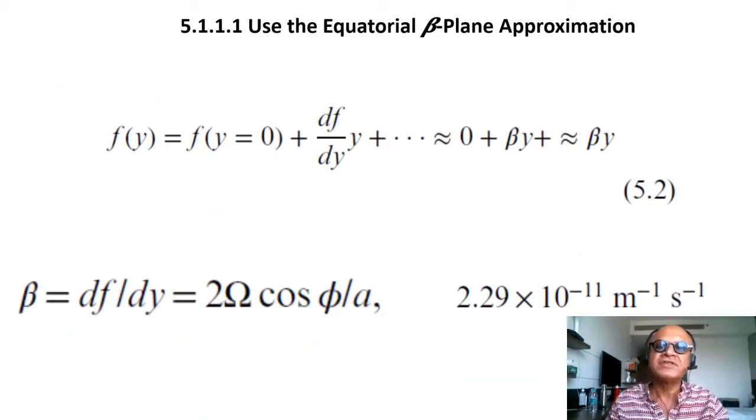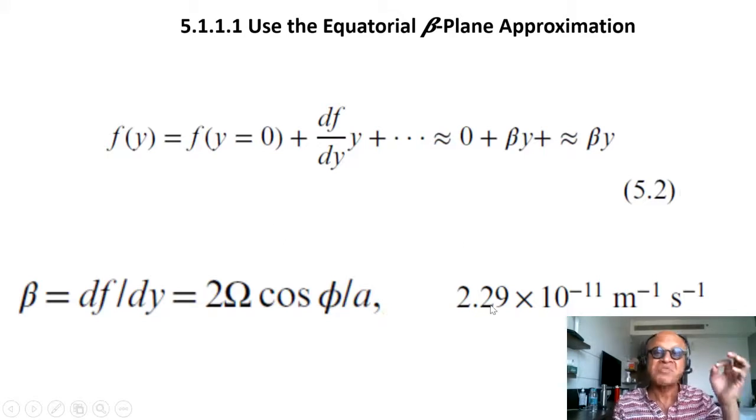The first thing we will do is restrict ourselves to the tropics and look at the beta plane approximation. Beta, as we remember, is df/dy, only varies in the y direction. So f at any latitude can be expanded in a Taylor series around its value at the equator, which is 0, plus df/dy, which is beta, times y, plus other terms. So you can write that approximately as 0 plus beta y, which is just equal to beta y since f at the equator is 0. We will see in a minute how much error this simplification introduces.